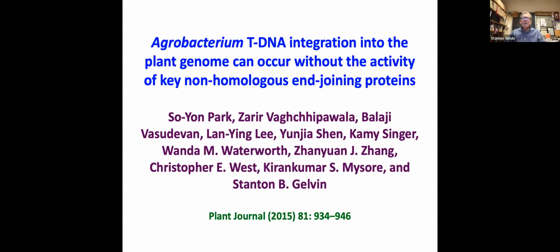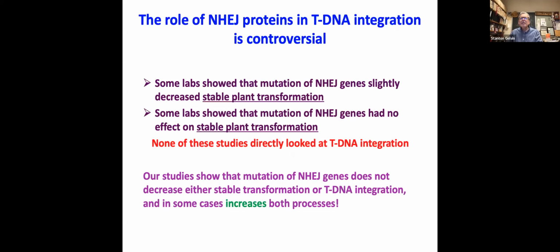Okay. So I'm going to present some work that we've done in our laboratory looking at T-DNA integration. Let's look at some of these non-homologous end joining proteins. What's their role in T-DNA integration? Some labs showed that if you mutate non-homologous end joining genes in the plant, you get a slightly decreased stable transformation. And some labs showed if you mutate these exact same genes, you have virtually no effect on transformation. But none of these studies actually looked at T-DNA integration biochemically, looking at the molecular aspect of T-DNA integration.